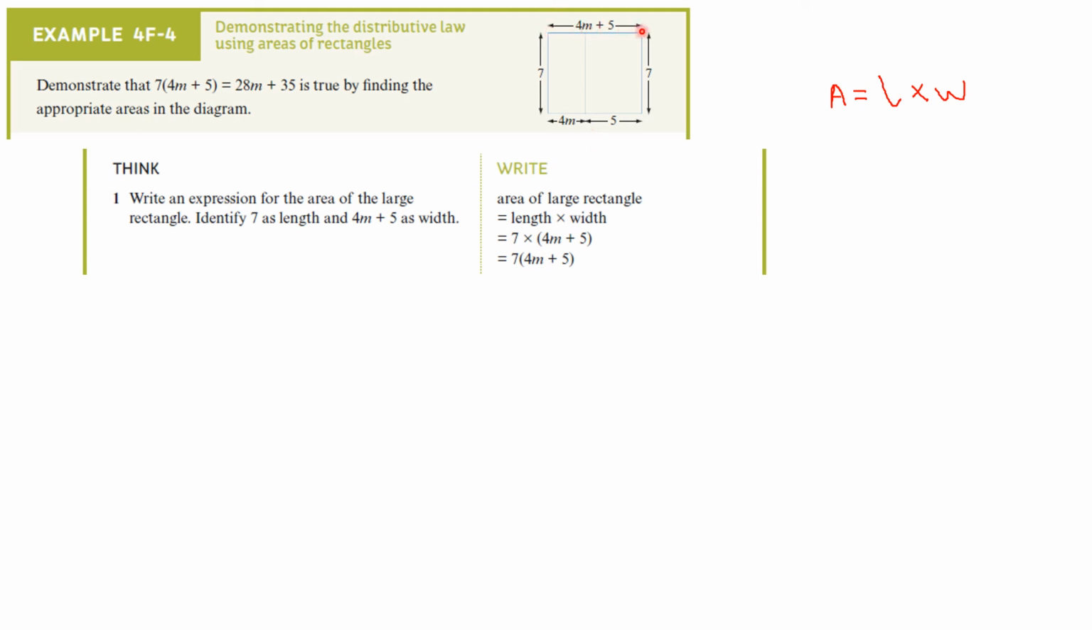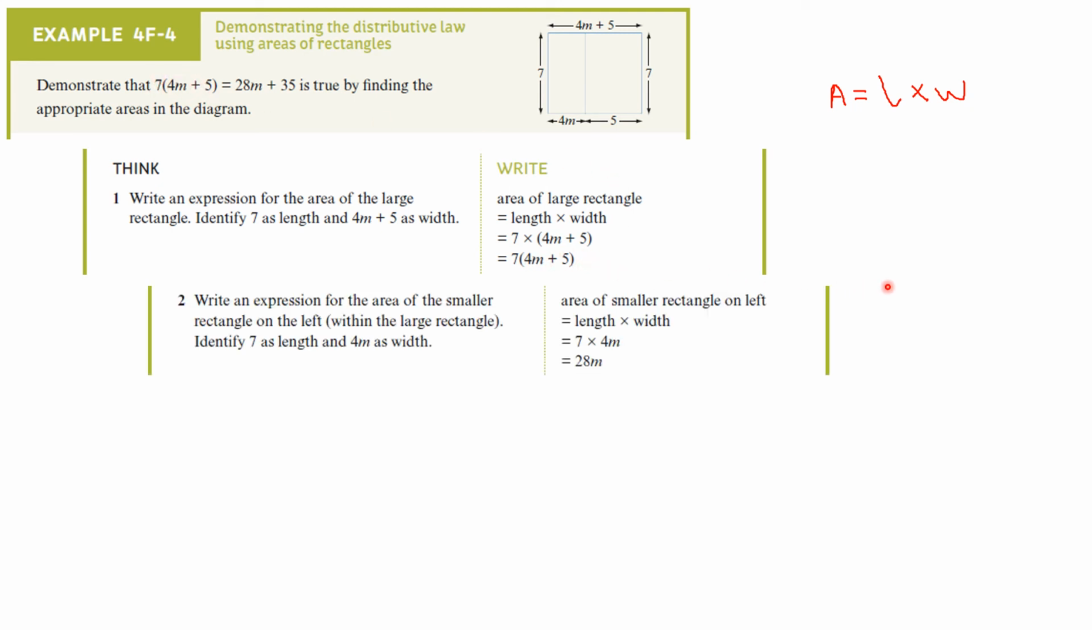4m plus 5, which is, okay, this side here, let's just call it the length. Okay, so this length multiplied by the width, which is 7. Okay, we can write it out like this and then simplify it, which is exactly what they've stated here. So that's already the big rectangle.